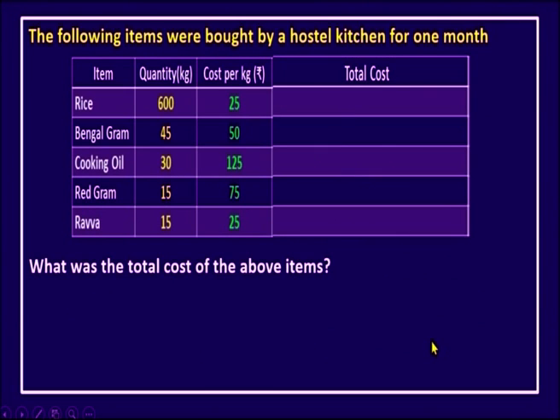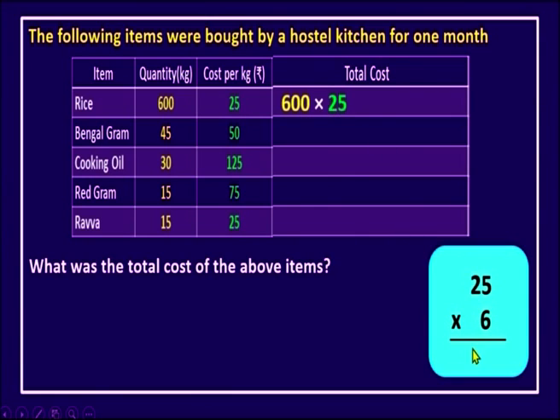Let's see children. To find the total cost, I need to first multiply 600 with 25 because 600 kgs of rice is used and cost per kg is 25. For example children, if the cost of a chocolate is 10 rupees, what is the cost of 10 chocolates? It is 10 rupees into 10 chocolates, so 100. In the same way, here we have 600 kgs of rice and cost of 1 kg is 25. That means the total cost will be 600 into 25.